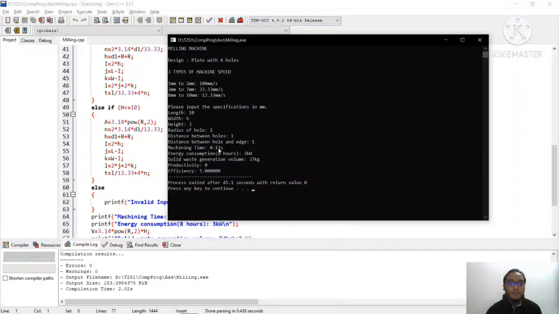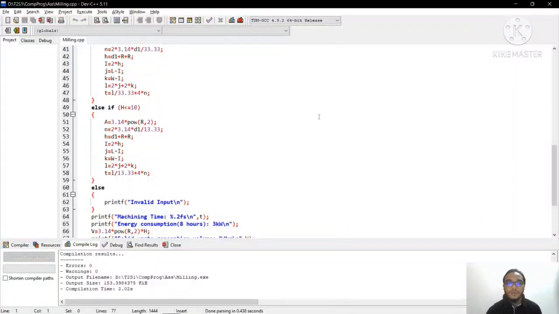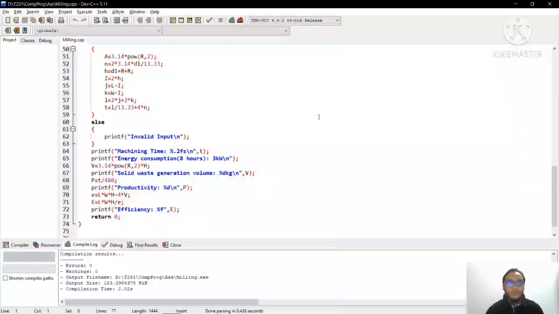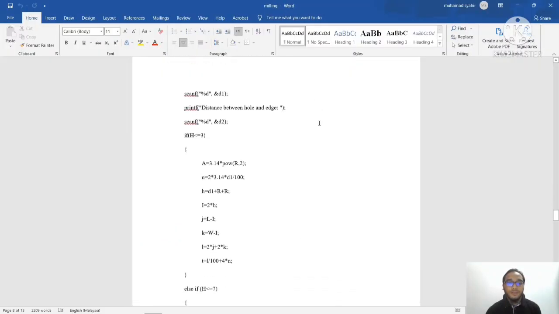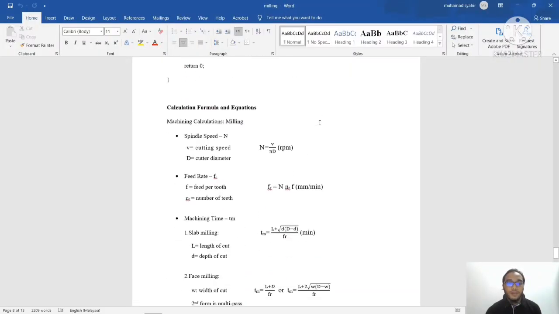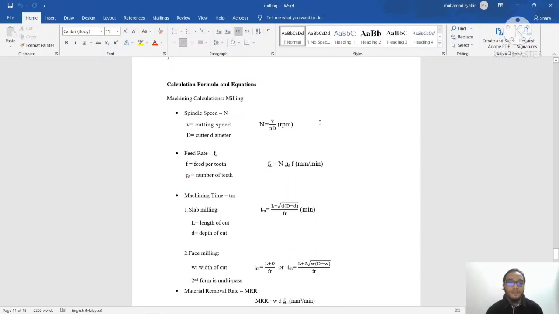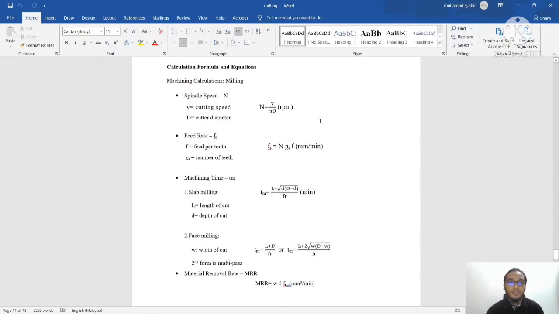We are going to get machining time 0.17 second, energy consumption 8 hours equal to 3 kilowatt, solid waste generation volume is 37 kilogram, productivity is 0, efficiency is 5. So that's all for the milling machines for the code part. So we are moving to calculation, formula and equation.